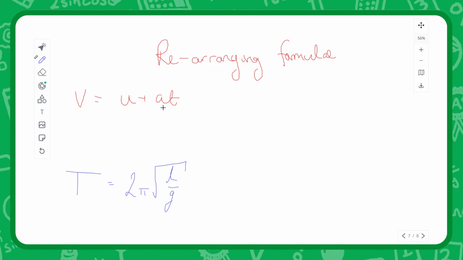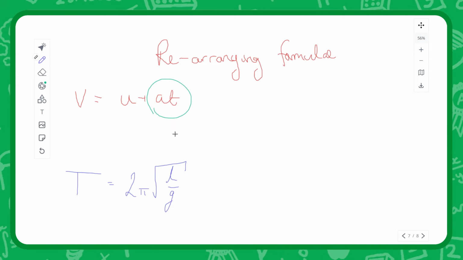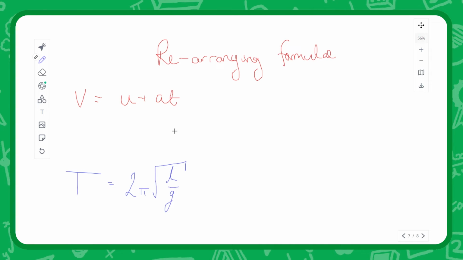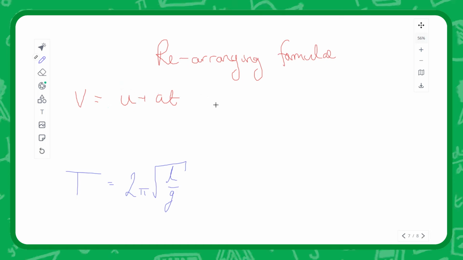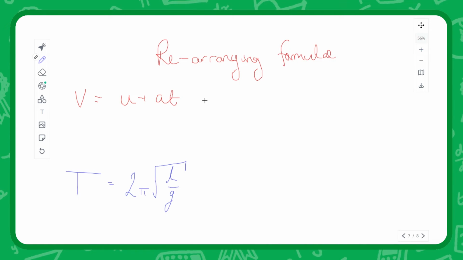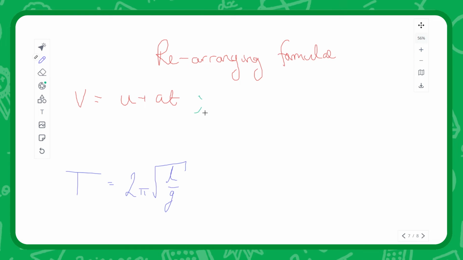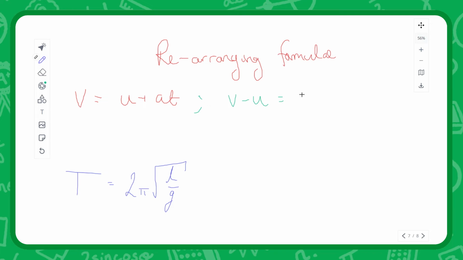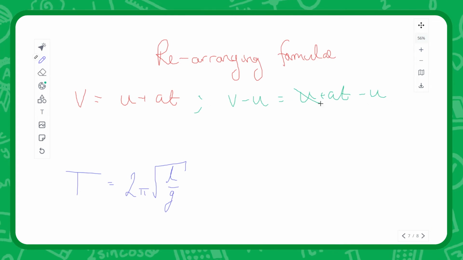Now, to do that, we're going to have to get a being alone on this side because we need to get rid of this t, but we can't yet divide everything by t because, as we know from BODMAS, we end up seeing division happens first. So that means that this u would also be divided by t. So what we're going to do is we're going to subtract u from both sides. So that means that we're going to have v minus u is equal to u plus at minus u. And that cancels these u's.